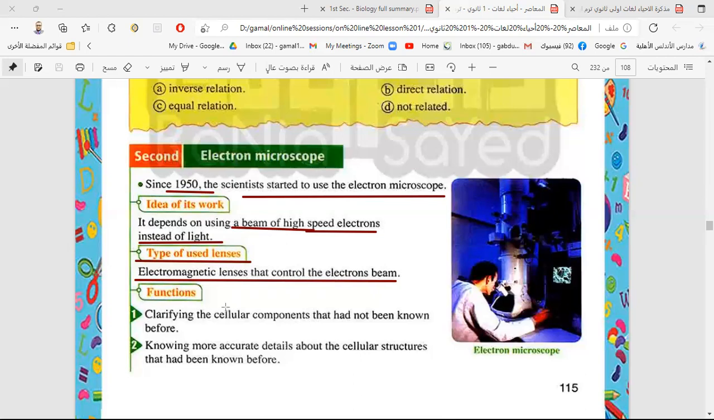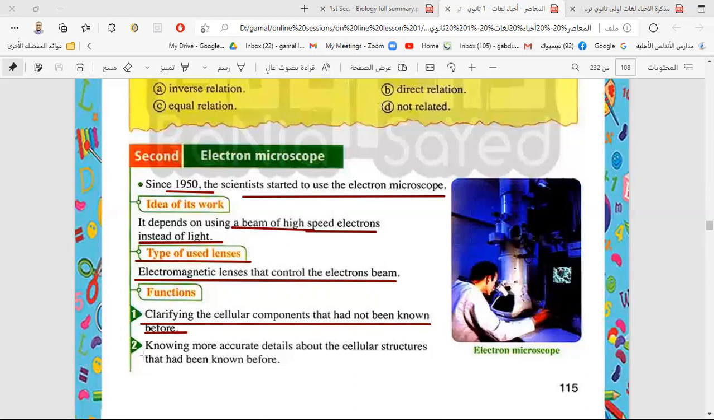طب الفانكشن بتاعه ايه؟ الفانكشن بتاعه clarifying the cellular components that had not been seen before. ده انا هكبر بقول لك 1 مليون تايم. انا اقدر اعمل 1 مليون ماجنيفيكيشن باور. الماجنيفيكيشن باور كان ريتش 1 مليون تايم. وبالتالي اقدر اشوف حاجات عمري ما كنت شفتها قبل كده.